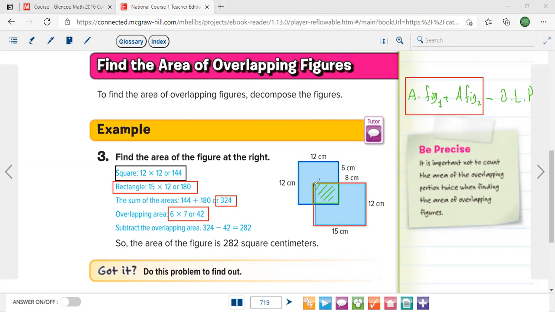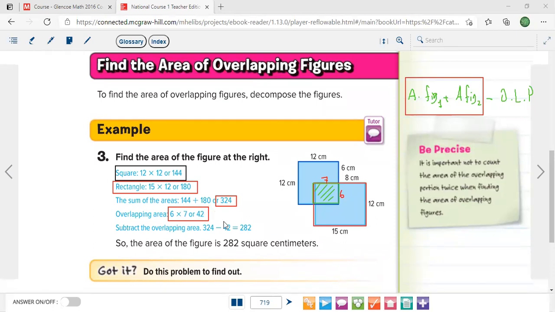Very easy. If it's a vertical line, get it from the vertical lines. You have here 12 and 6. This is 12 and this is 6, so this one for sure is 6, the rest of 12. And here, the horizontal part, get it from the horizontal lines: this is 15 and 8. 15 minus 8 will give you here 7. So this is 6 by 7. 6 by 7 is 42.